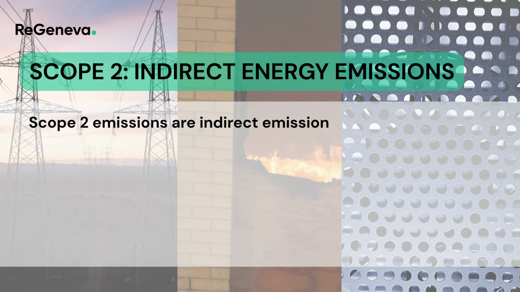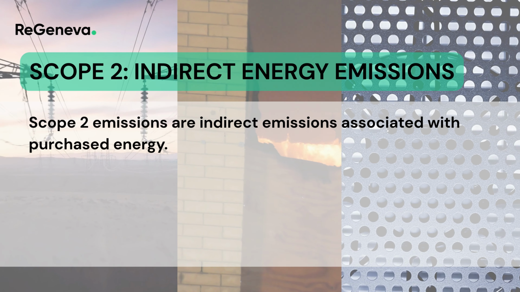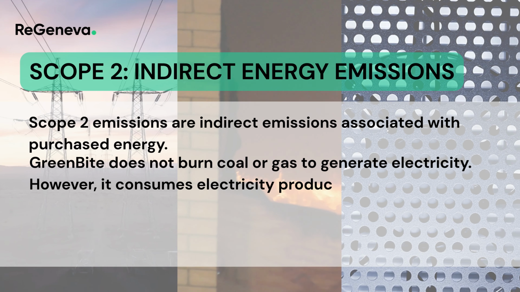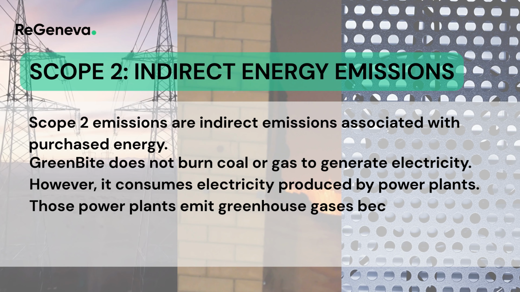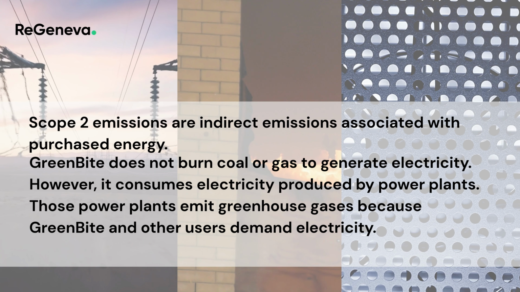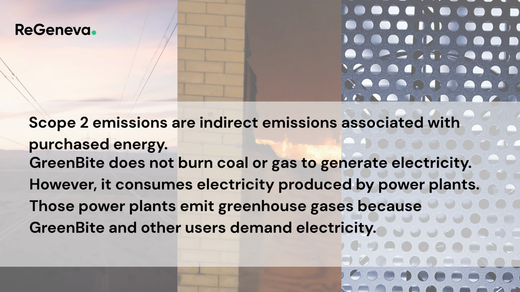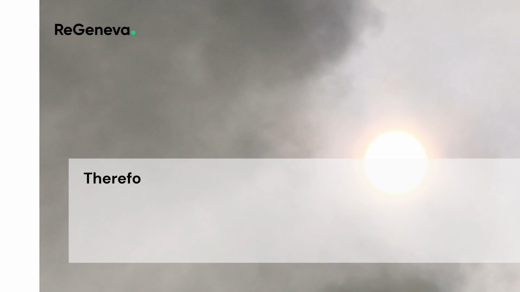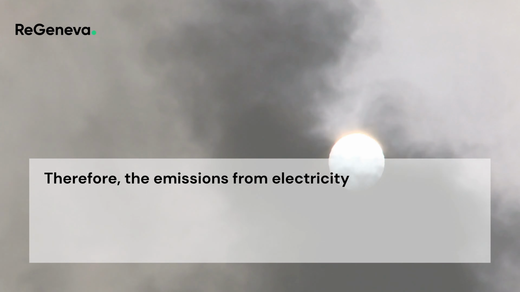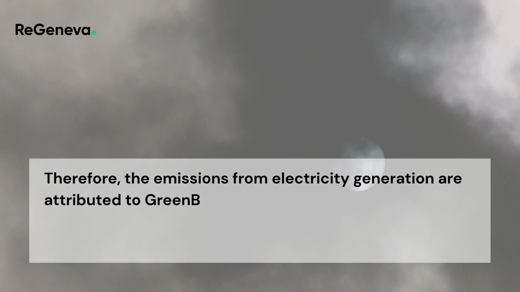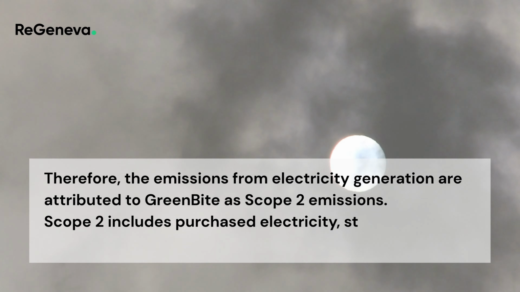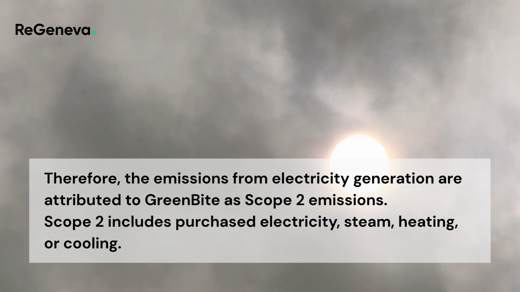Scope 2 emissions are indirect emissions associated with purchased energy. Greenbite does not burn coal or gas to generate electricity. However, it consumes electricity produced by the power plants. Those power plants emit greenhouse gases because Greenbite and other users demand electricity. Therefore, the emissions from electricity generation are attributed to Greenbite as Scope 2 emissions. Scope 2 includes purchased electricity, steam, heating, or cooling.